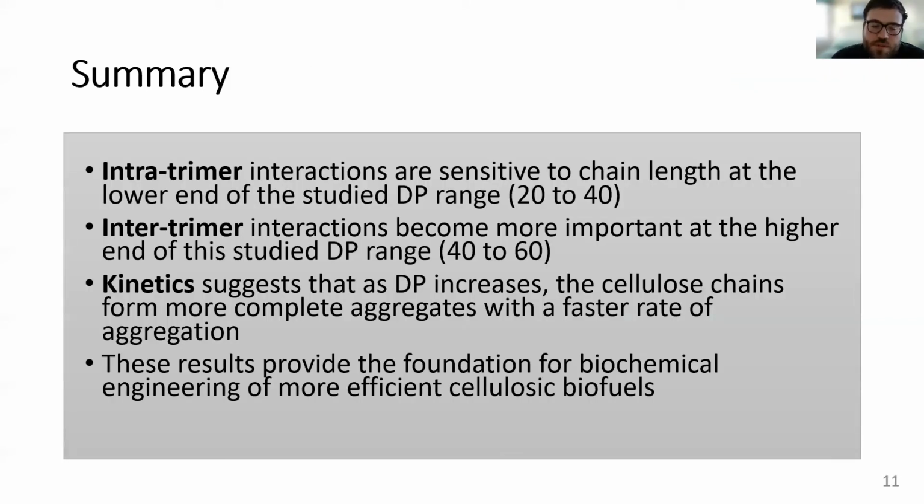So just a summary of the presentation today. Intra-trimer interactions are sensitive to chain length at the lower end of the studied degree of polymerization, from 20 to 40. Interactions between trimers become more influential from 40 to 60, which illustrates the process of how these fibrils form. And then also kinetics suggests that as the degree of polymerization increases, the cellulose chains form more complete aggregates at a faster rate, as we talked about on the last slide.